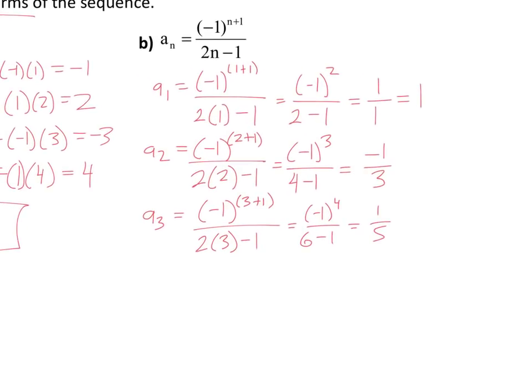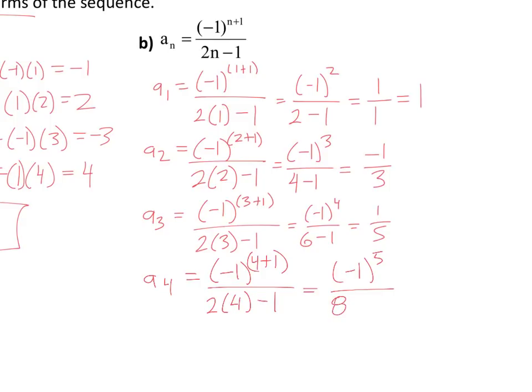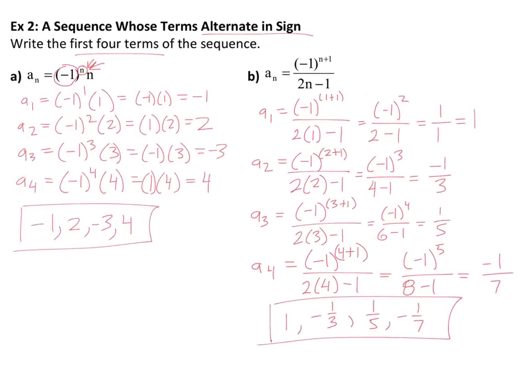And then one more term, a sub 4 is equal to negative 1 to the 4 plus 1 power all over 2 times 4 minus 1. So I get negative 1 to the 5th power all over 8 minus 1. So I have negative 1 over 7. All right, so right now the terms of the sequence are 1, negative 1/3, then 1/5, and negative 1/7. All right, and look at the terms of this sequence and the one before.